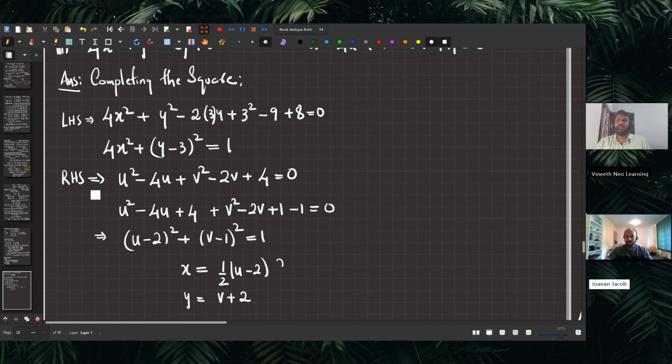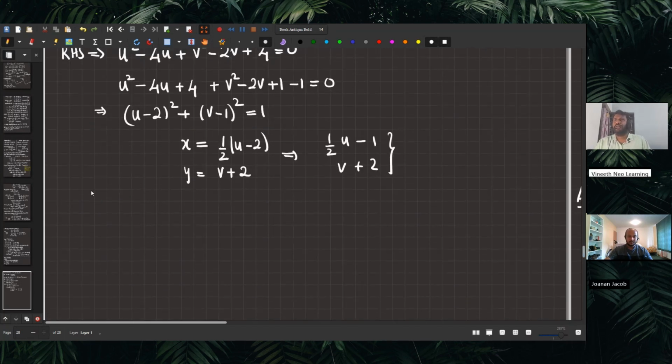This is pretty fun. This is actually, we can write this as 1 by 2 (u minus 1) and v plus 2 also, right? Now let's move on to the final question in the ellipse section. I think it's a bit more involved.